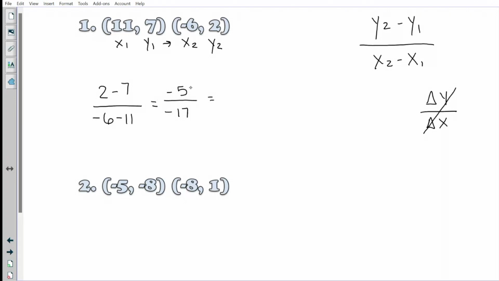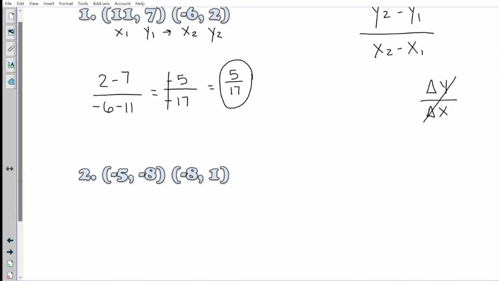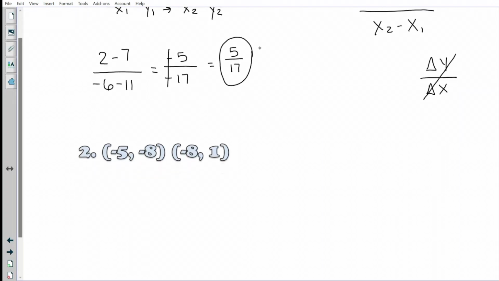Now, this can be simplified. Although there isn't a common number that goes into 5 and 17, because they both have negatives, those negatives cancel out. You're left with 5 over 17. That's your slope. It's okay to have slope in a fraction. You want it in a fraction because that means we have a rise over run. We're rising. We're going up 5, and we're going to the right 17. Those are our directions to get from one point to the next.